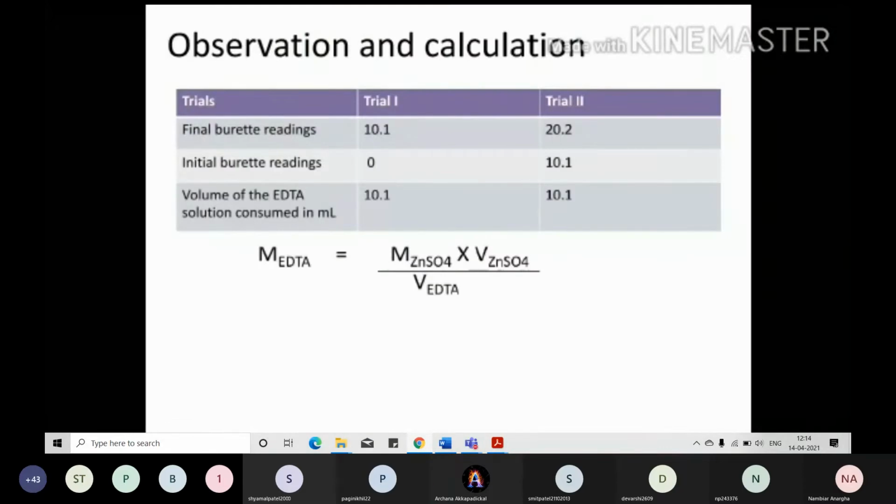From burette readings, molarity of EDTA was calculated by substituting molarity of zinc sulfate, volume of zinc sulfate, and volume of EDTA.